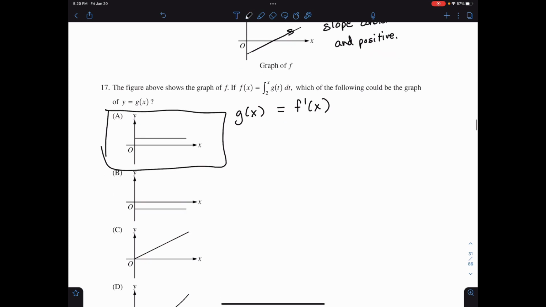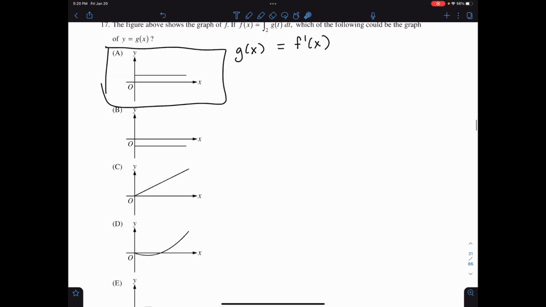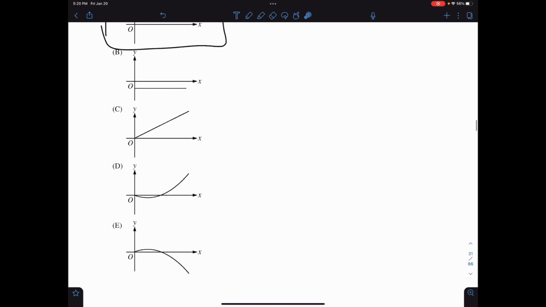And if we look at the other solutions, just to make sure we didn't get it wrong, B is also constant, has a constant slope or constant value, but it's negative. And then all the other options, they're not constant, right? So the answer here is A.